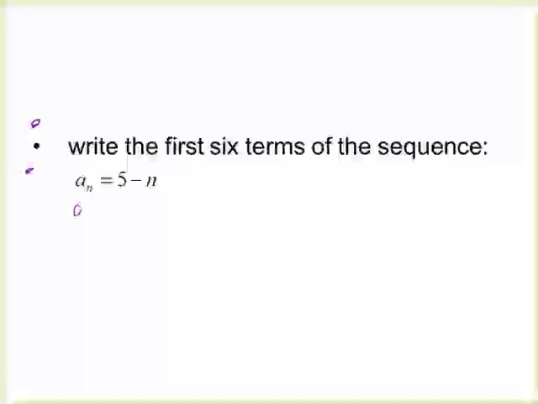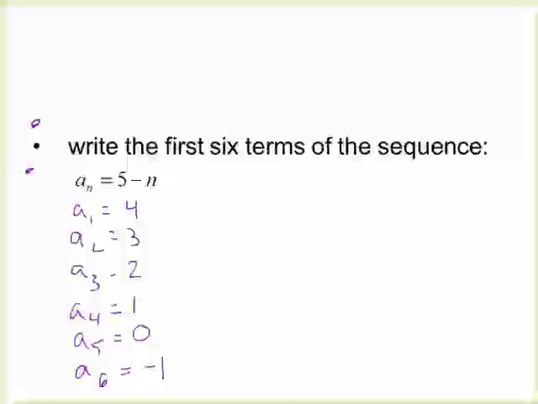Okay, so starting by plugging in 1 gives us our first term, which would give 4. Plugging in 2 gives 3. Plugging in 3 gives 2. And our sequence is just counting down. So we can continue counting down until we get to our 6th answer, a -1. Okay, and the sequence is the whole list of numbers. It's not just like that final number is our answer. The answer is all 6 of the values, the 6 terms.